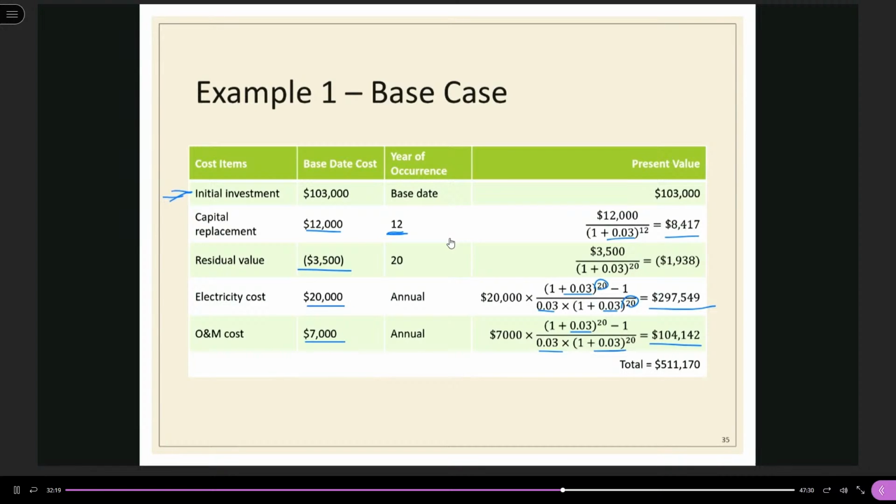So you add up all these values, then this is the life cycle cost for the conventional HVAC system, including the initial investment, the replacement cost, the electricity cost, and the operating and maintenance cost. And this is a negative value, okay? So we add all these up and subtract the residual value, so we have the life cycle cost for the conventional HVAC system.